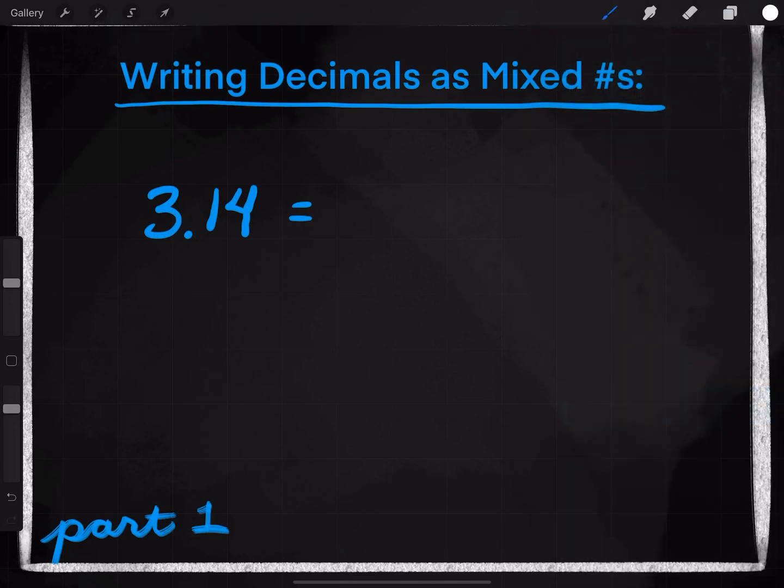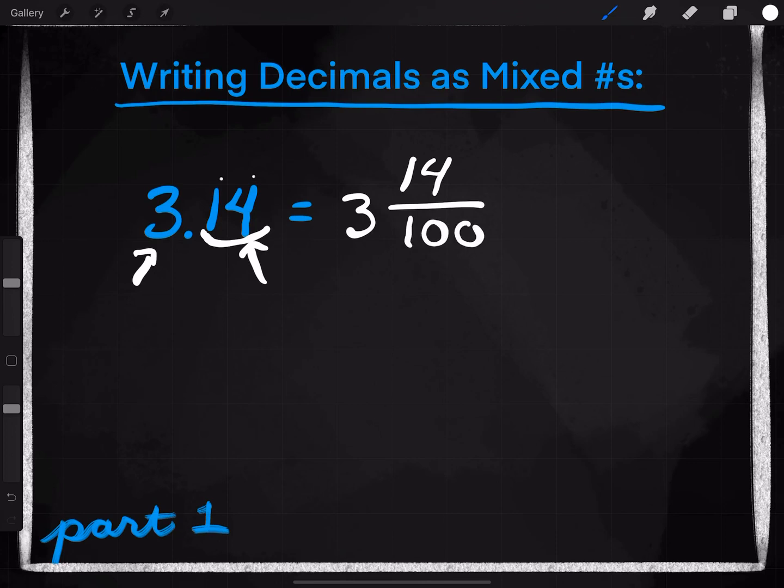All right, we can also go the other way and write decimals as mixed numbers. So the whole number part here is 3. And then this other side, this is our fraction. And we're just going to write the same numbers, 1, 4. And then because it is 2 digits past the decimal point, our bottom is 100ths. It's 14/100ths.